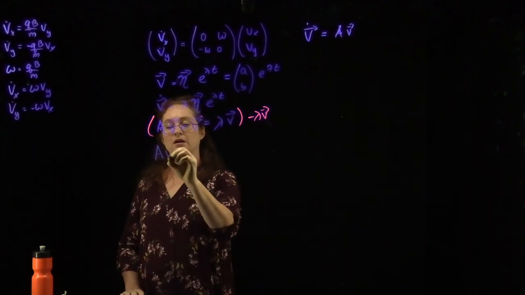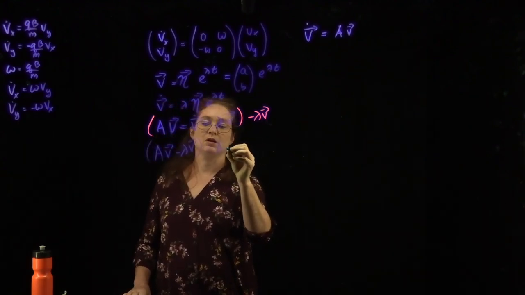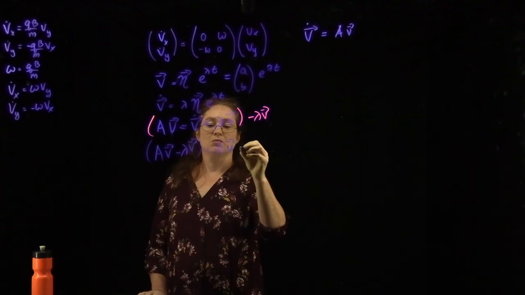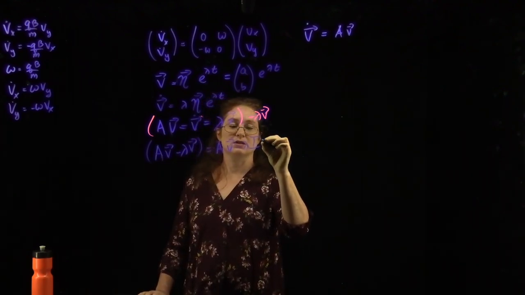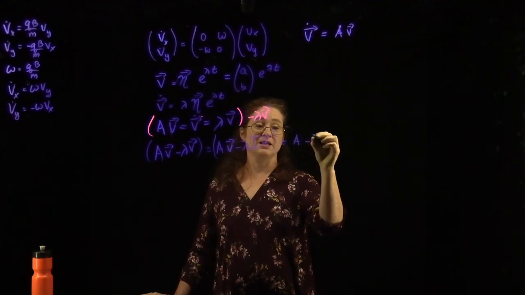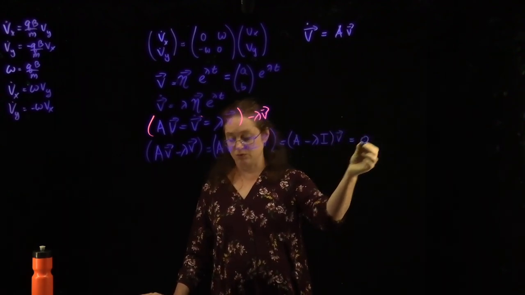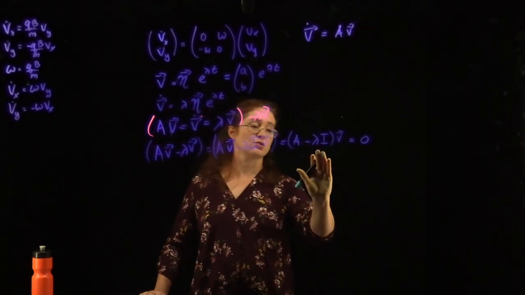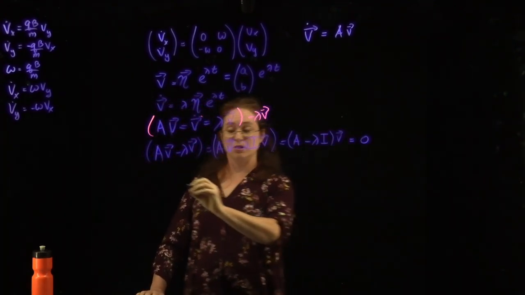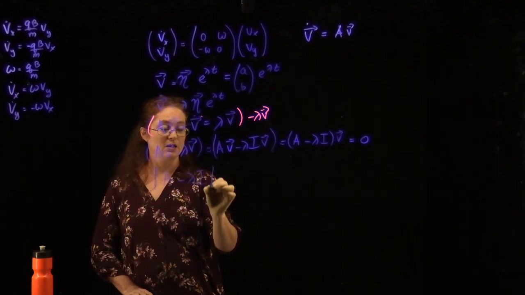And I get A V minus lambda V, which is equal to A V minus lambda times the identity matrix times V, which is equal to A minus lambda times the identity matrix times V, and that all has to equal zero. So then I can ask, what values of lambda make this true? I can take the determinant of both sides, so that tells me that the determinant of A minus lambda I has to equal zero.